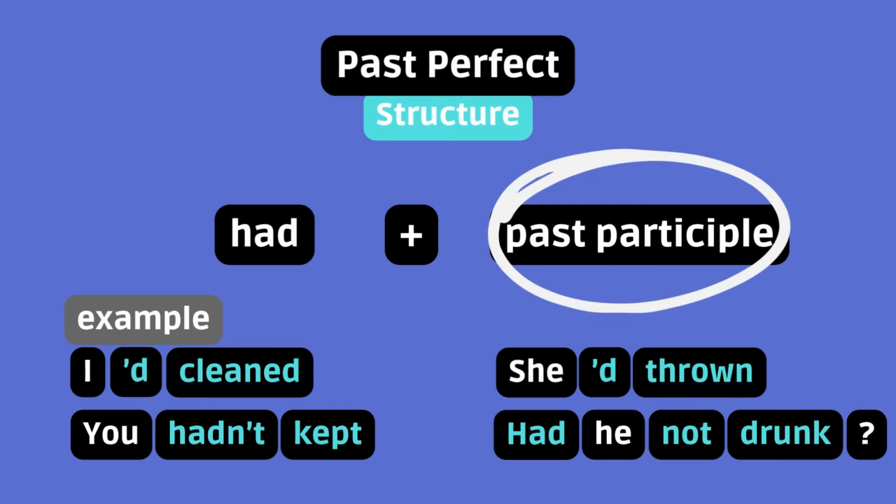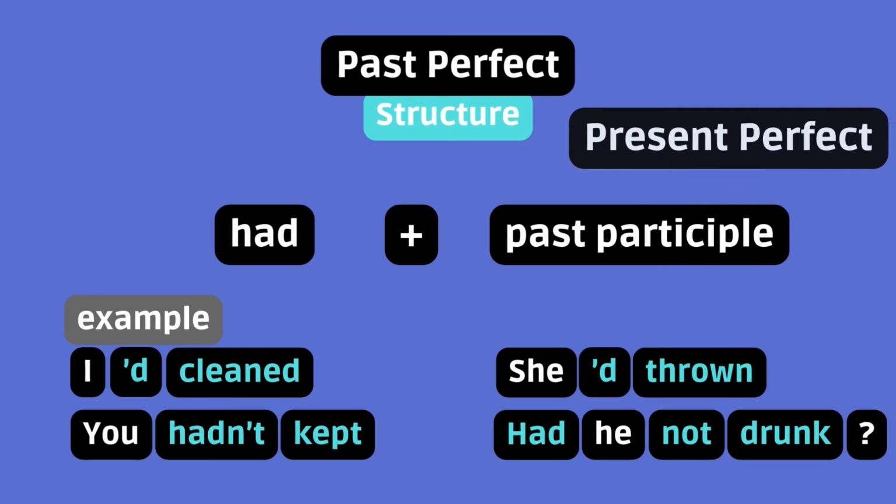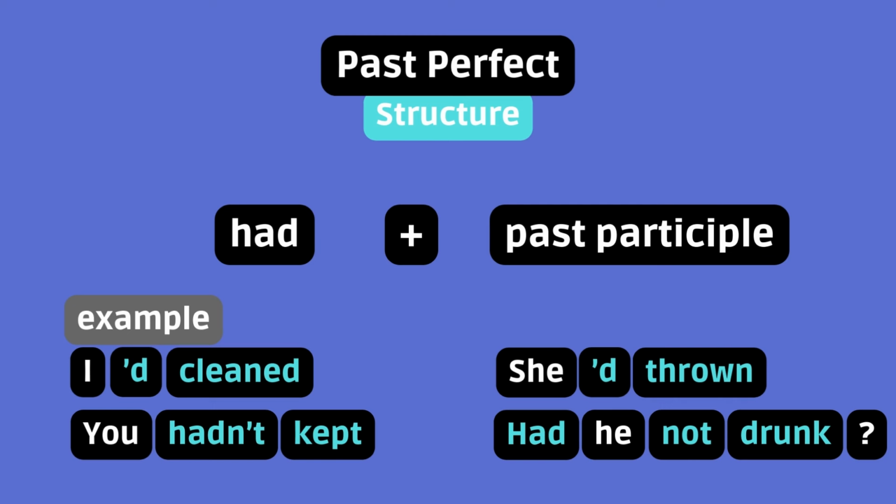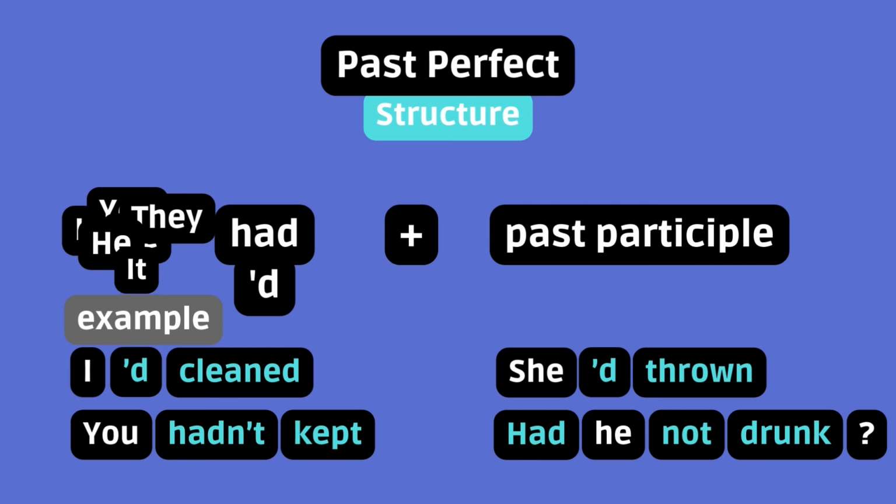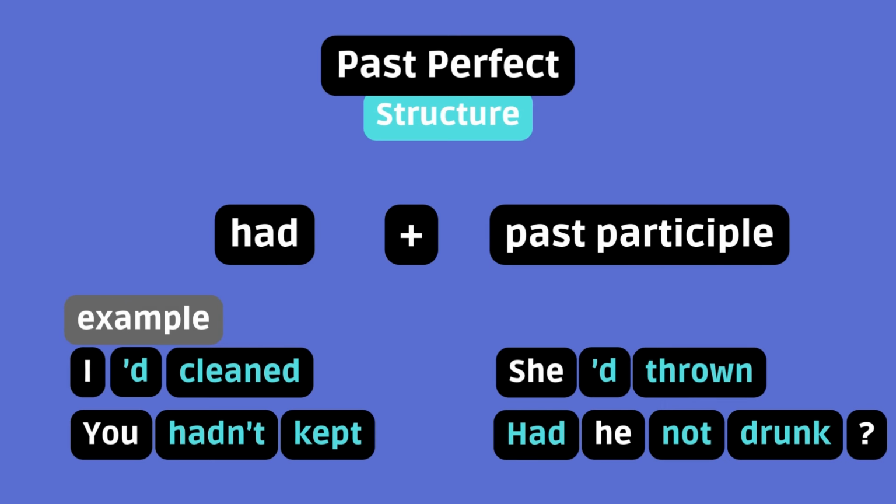So the second word is the same as in the present perfect. No need to dwell on that. The first word, though, the auxiliary, is where the distinction lies with the present perfect. We neither use have nor has, only had, and its contraction 'd for all subjects. The negative particle not goes between the two words or forms the contraction hadn't.